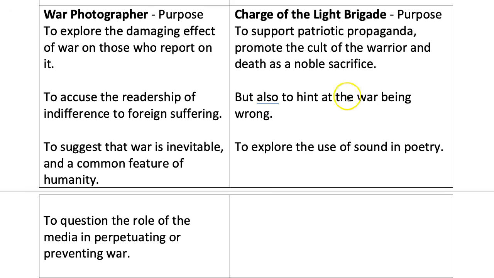This one also hints at the war being wrong. Again, you have to watch my video to work out how that's done. Most teachers don't teach that interpretation, I don't think. And this one strongly suggests that war is not wrong. And this one also explores the sound of poetry. Again, that's really well explained in my video on this poem. There isn't that much focus on sound in the purpose here.